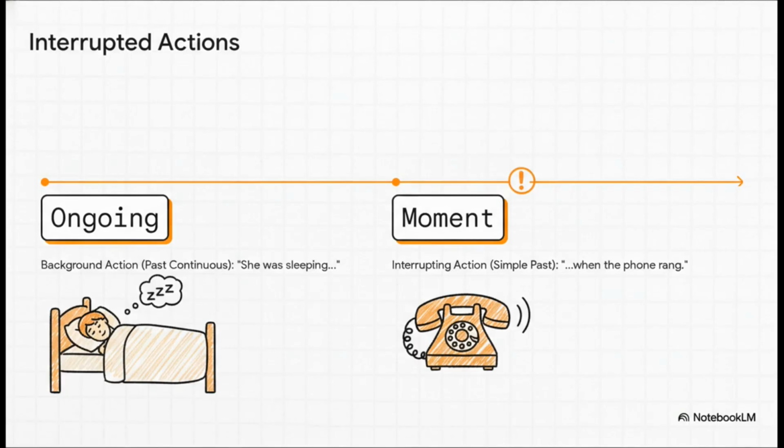And this visual just nails it, doesn't it? Imagine that long arrow is the background action. It's ongoing. She was sleeping. And then, bam, that little dot appears on the line. That's your interruption, the simple past action when the phone rang. The short action happened while the long action was already in progress.